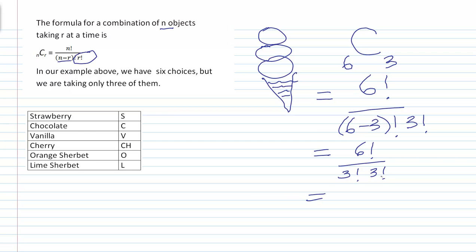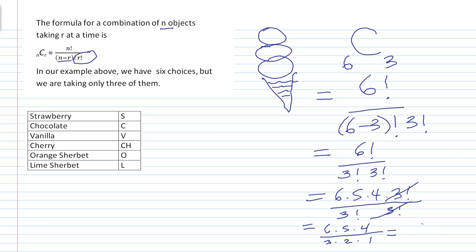You can write out the 6 factorial, 6 times 5 times 4 times 3, and you could do the 2 times 1, or you could just say 3 factorial. And then these are going to divide out because they're both factors of 3, 2, and 1. So it's really 6 times 5 times 4 over 3 times 2 times 1. That's going to give us 30 times 4, 120 over 6, or 20 choices. So our choices are not as many now because the order of the objects doesn't really matter anymore.